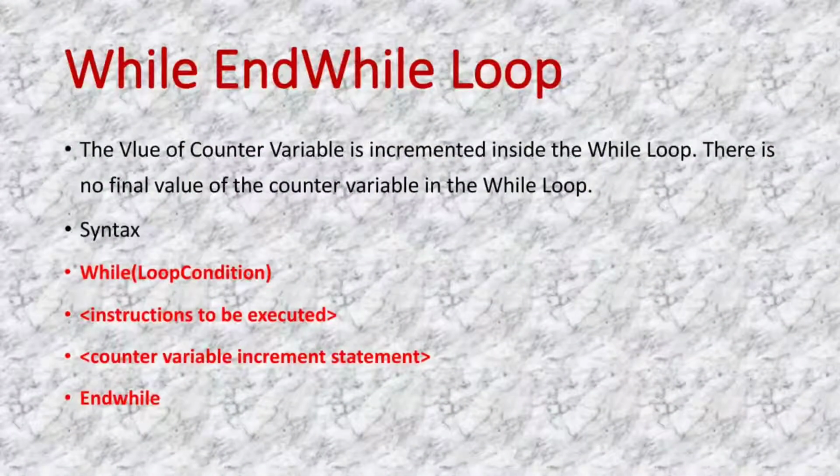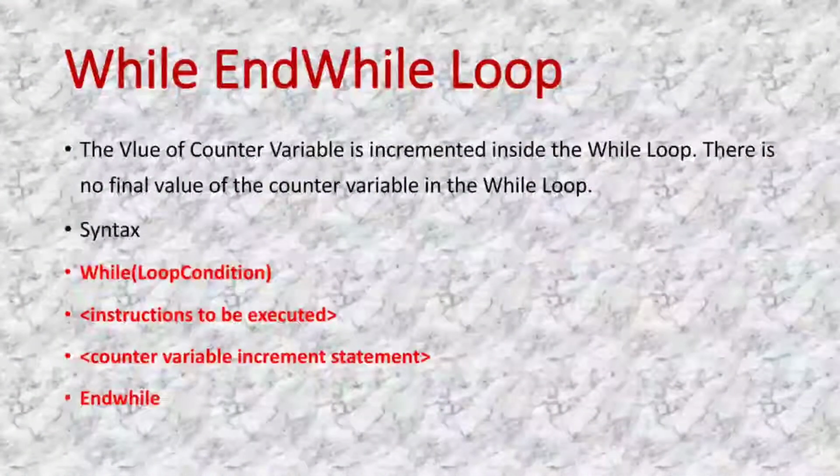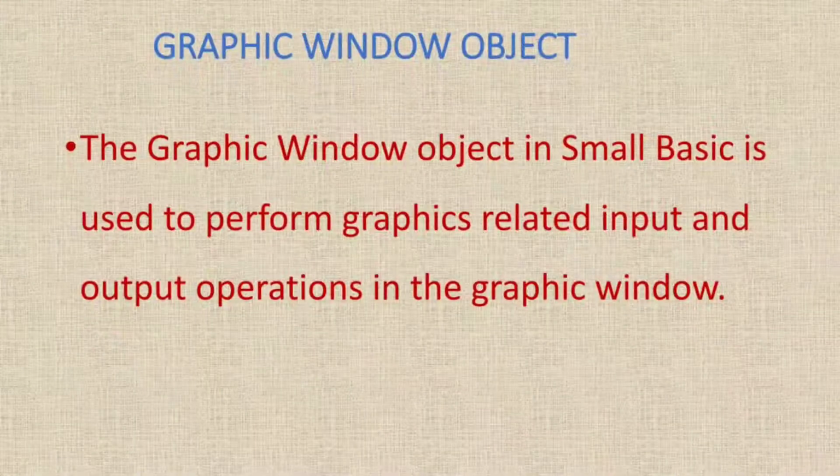The While and EndWhile loop uses a counter variable which is already defined earlier. The value of the counter variable is incremented inside the While loop, and there is no final value of the counter variable. The loop terminates when the specified condition evaluates to false. Is it clear, students?